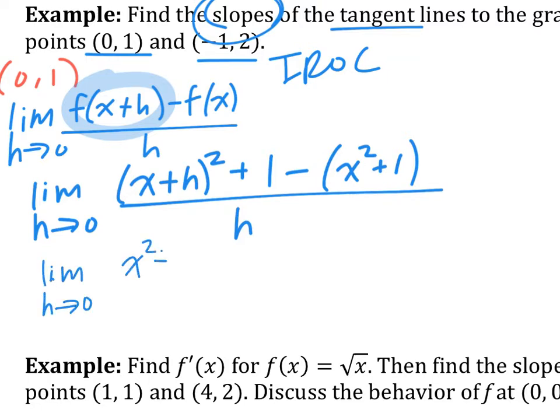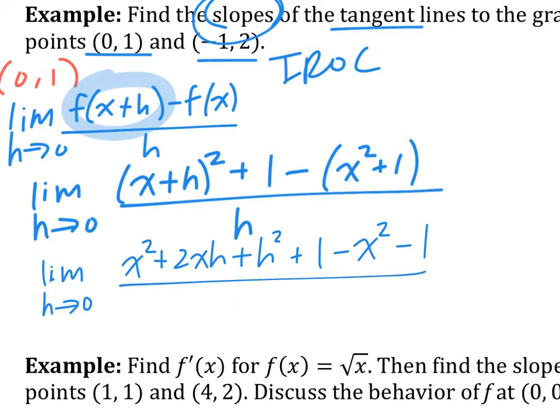Okay, x squared plus 2xh plus h squared plus 1 minus x squared minus 1. Just x plus h squared, you have to do that in your head so it's quick. And then the other part, just distribute a negative sign. That's going to cancel. That's going to cancel. So we have the limit as h goes to 0 of 2xh plus h squared over h.